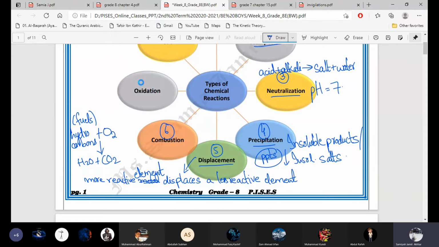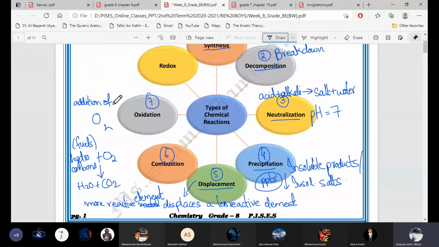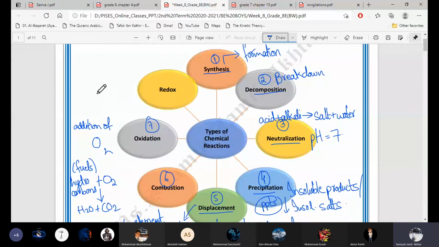Then we have oxidation reaction. Number 7 is oxidation reaction. So what's oxidation? Adding oxygen to the elements. Yeah, the name indicates it's addition of oxygen, in any substance. And what is the opposite of it? The removal of oxygen. Reduction.